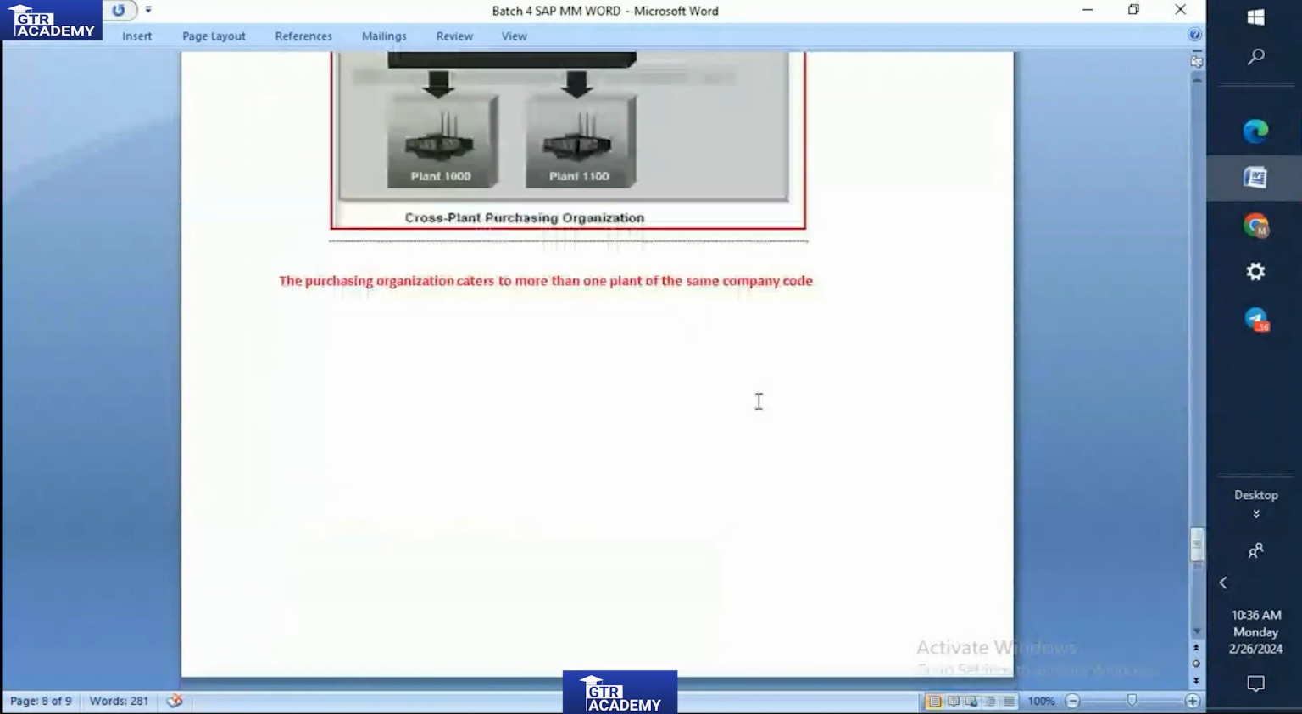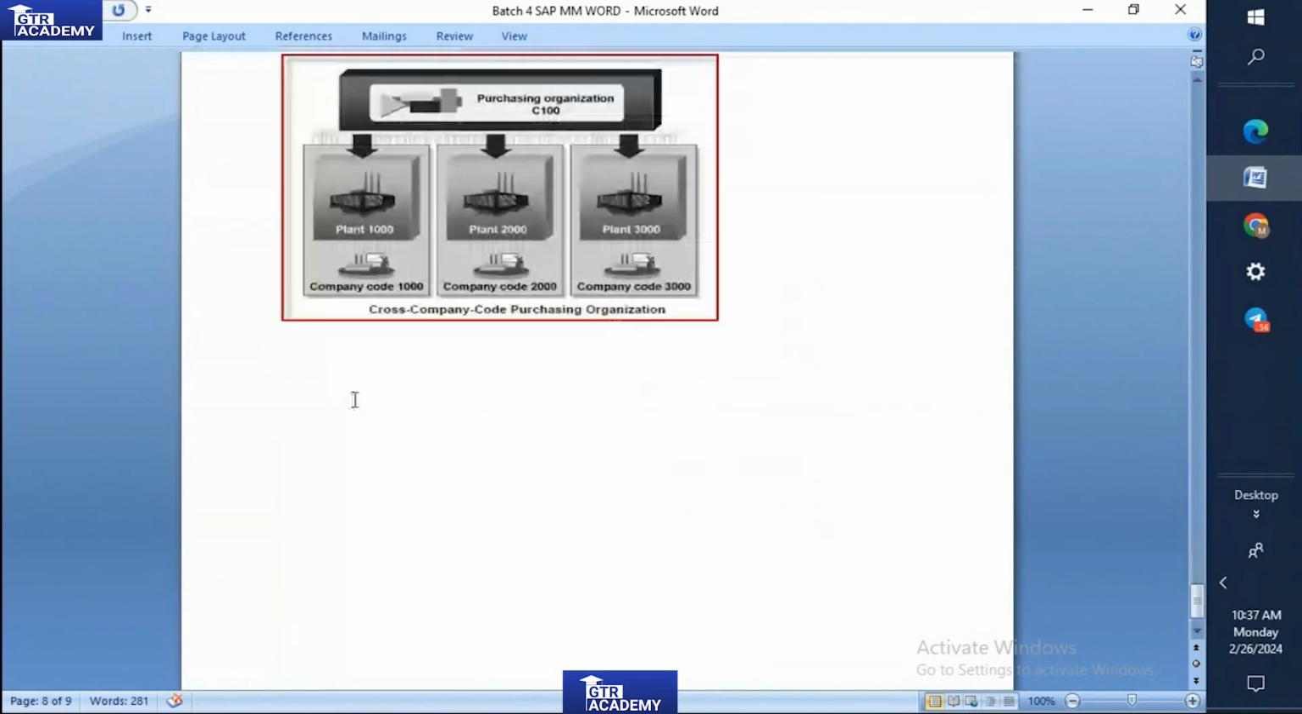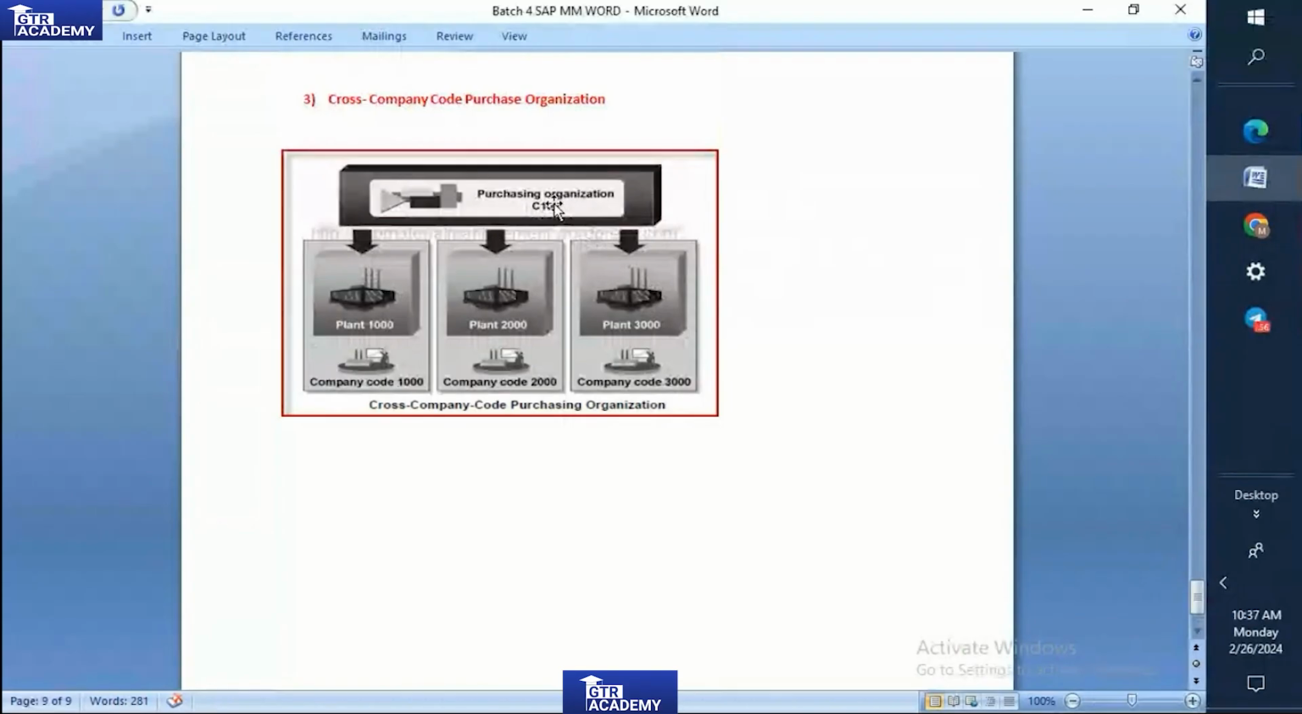I'll give you the last example. Under one company code, there will be two plants. For these two plants, one purchase organization. But in the third scenario, there will be three company codes. For all these three company codes, only one purchase organization is assigned. These company codes will have multiple plants. Whatever plants are there, they have to purchase from this purchase organization.